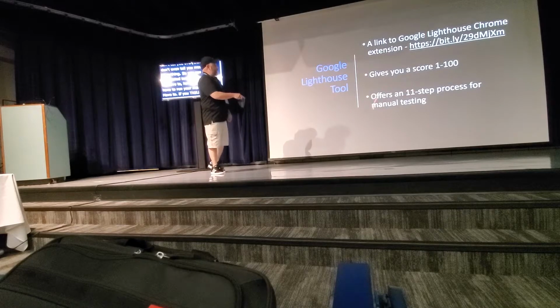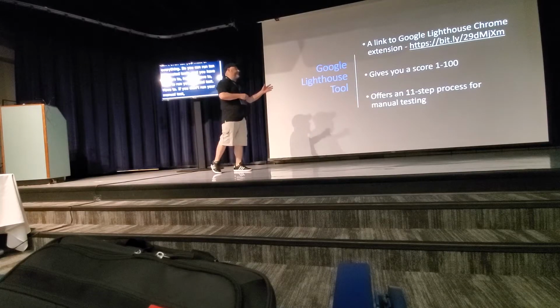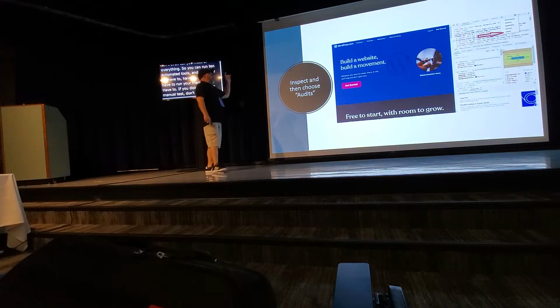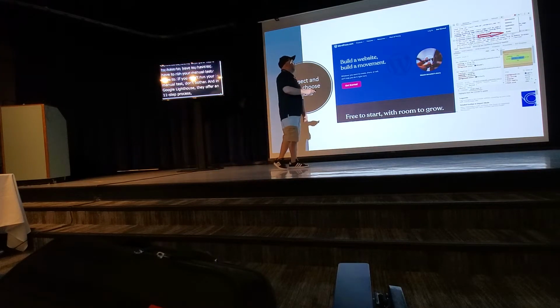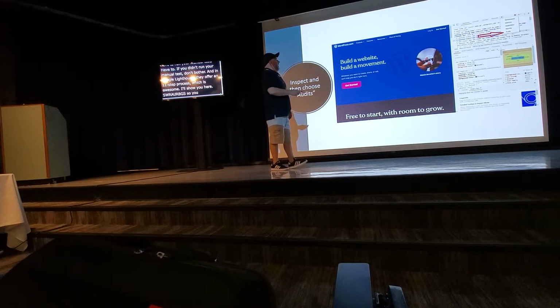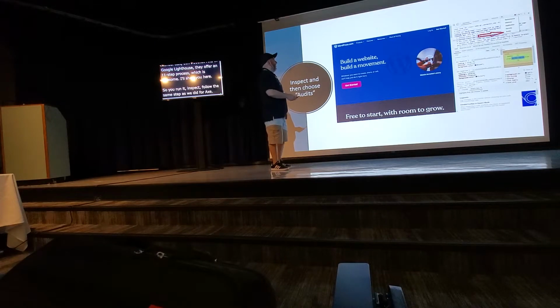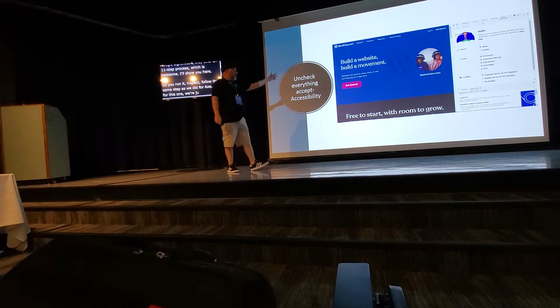Okay, and in Google Lighthouse, they offer you the 11-step process, which is fantastic. I'm going to show you that here. Okay, Google Lighthouse. Again, you're just going to right-click and inspect. You're going to follow the same steps as we did for Axe, except if you remember Axe, they added Axe right down here. But for this one, we're just going to do audit. So you're going to click that, and this is what's going to pop up.